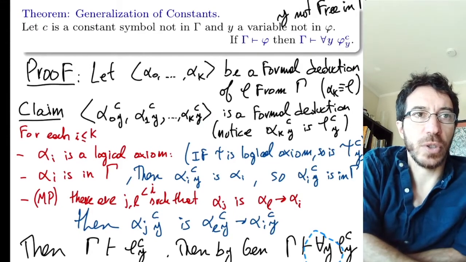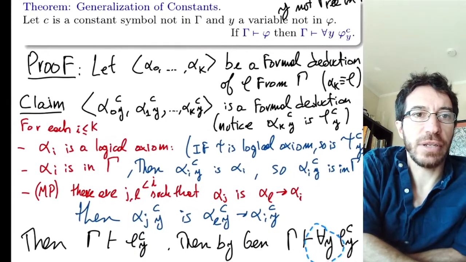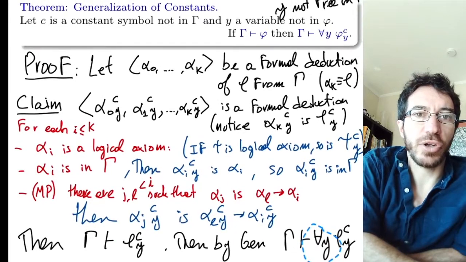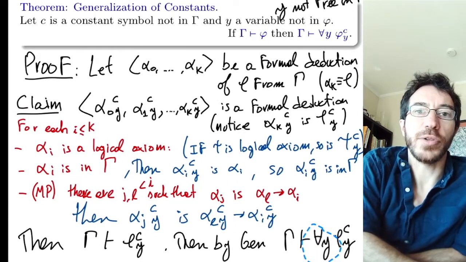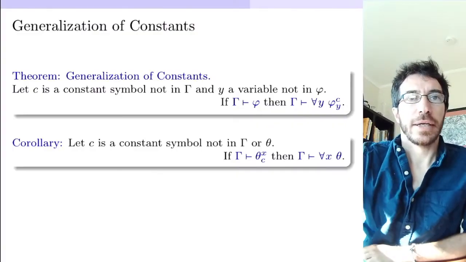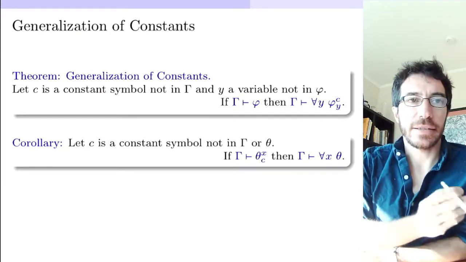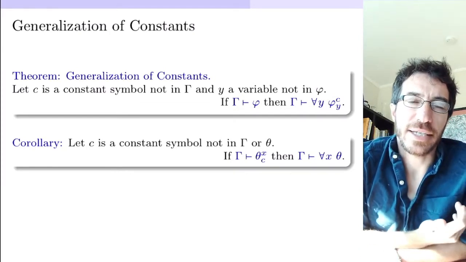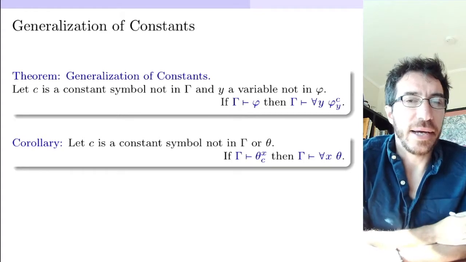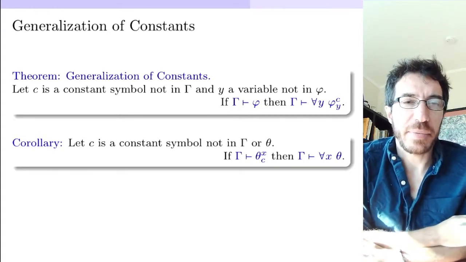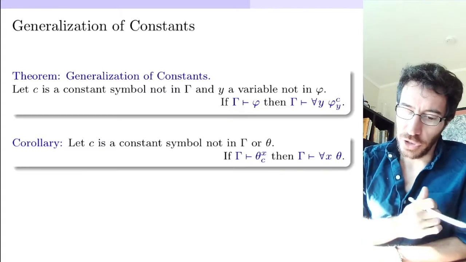Okay, so that generalization of constant is going to be very useful. There are a few corollaries of this that are going to be useful too. Here is the first corollary, which is essentially more than a corollary, just a restatement. Maybe too much to call it a corollary. So it says the following.